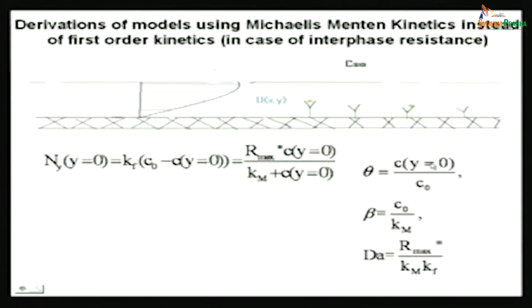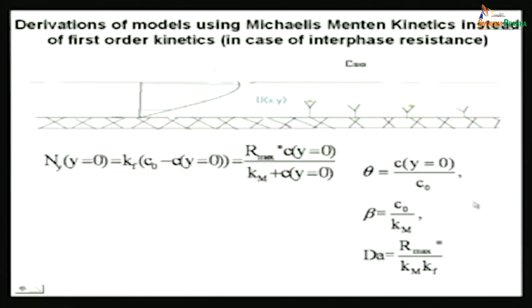So, theta is C at y equals 0 divided by C outside the boundary layer, C naught. Beta is a new dimensionless variable that you define, which is C naught over Km.